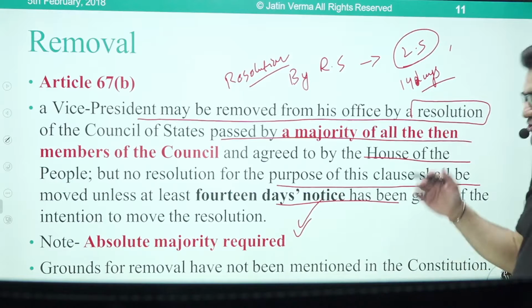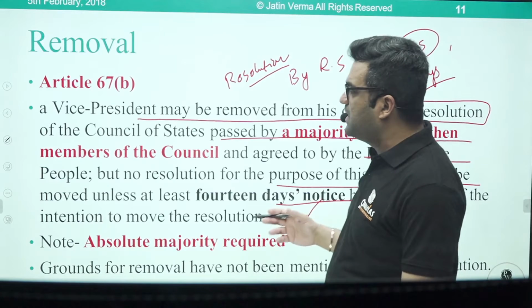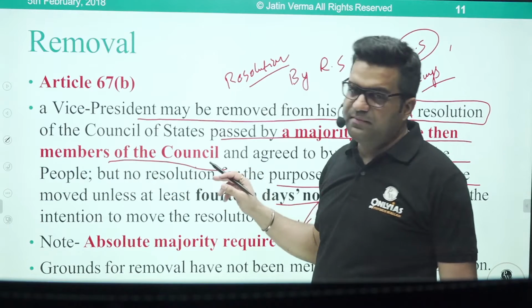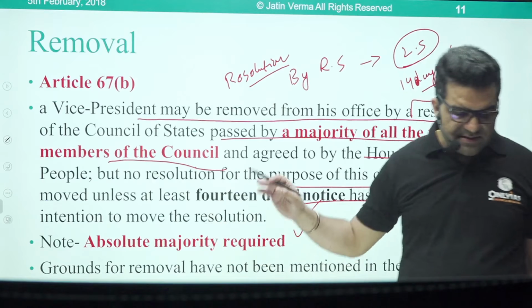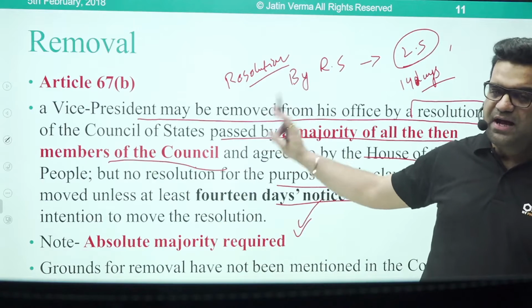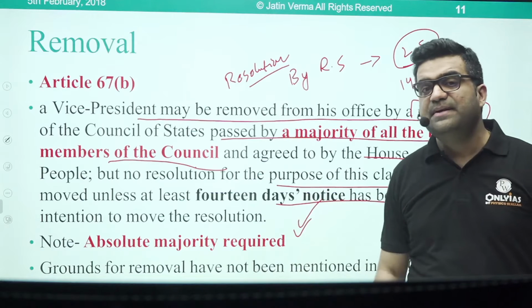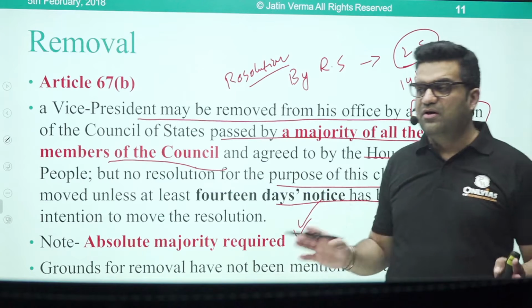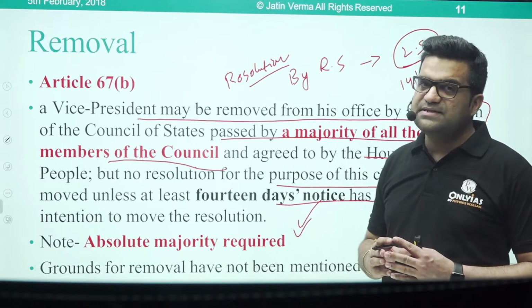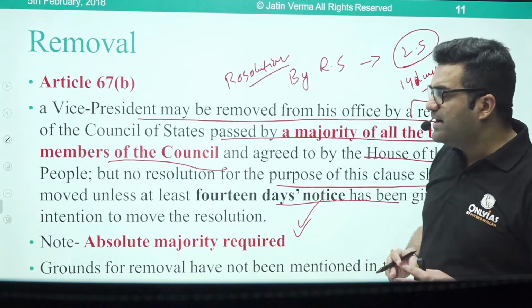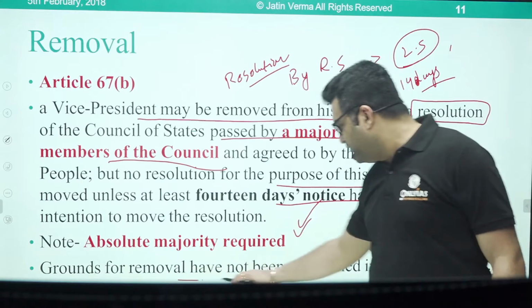The motion should be introduced in Rajya Sabha. This is the takeaway from here. There was a slip of the tongue, but you should understand that a resolution is required in both the houses. Then this process is not called impeachment, unlike the one for the office of the President of India. All right, inquiry etc. is there. Grounds for removal have not been mentioned.